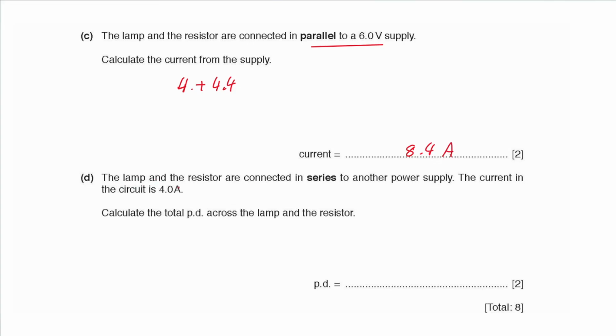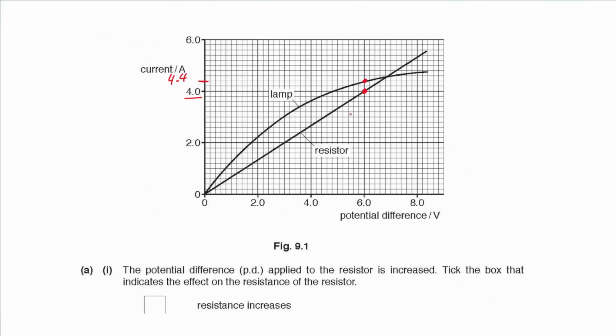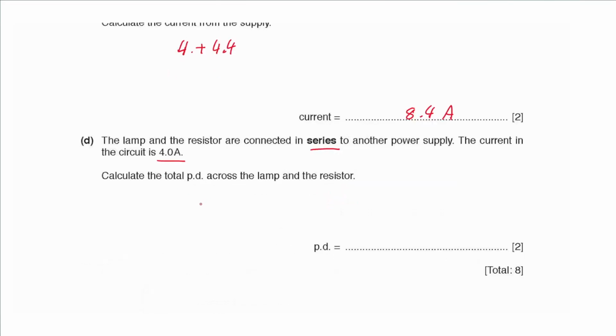Part D says the lamp and resistor are now connected in series to another power supply, and the current is 4 amperes in the whole circuit. Calculate the total potential difference. In series, we add the potential differences. So at 4 amperes, the voltage for the lamp here is approximately 4.9. This is the voltage, not the current, sorry. So this is 4.9 volts. And for the resistor, we have the voltage 6 volts at the same current. So we add 4.9 plus 6 to get an answer of 10.9 volts.